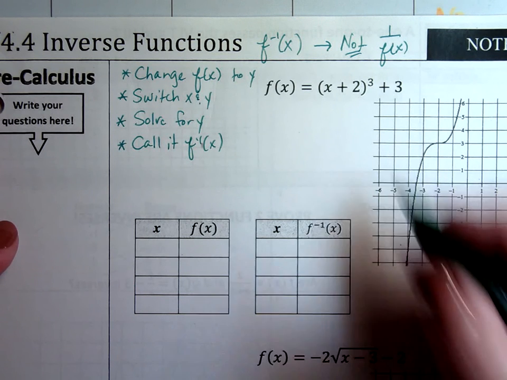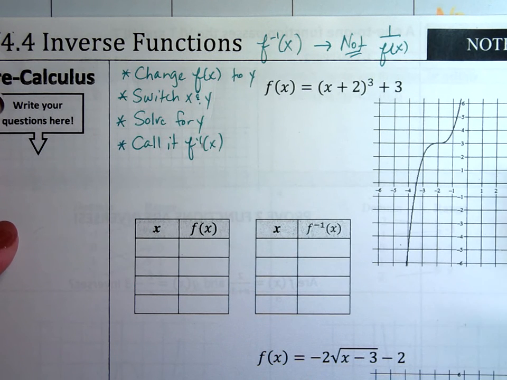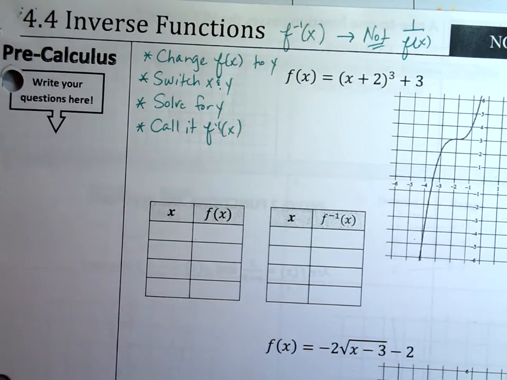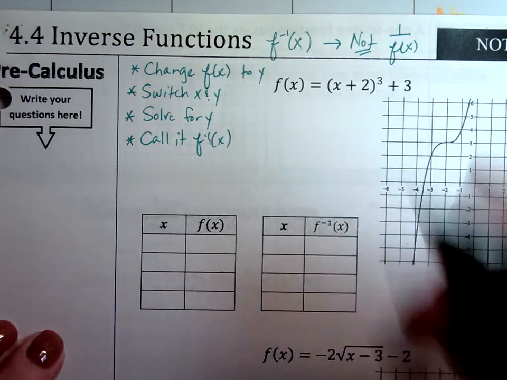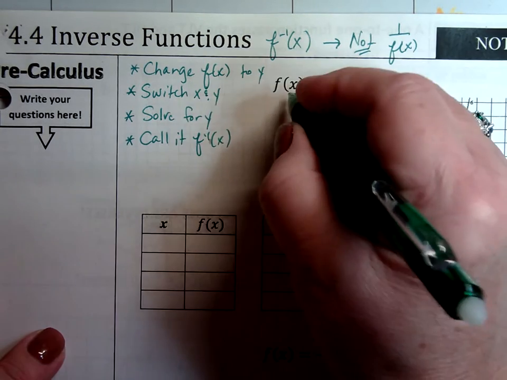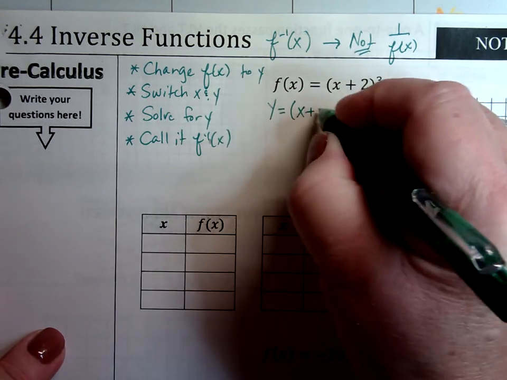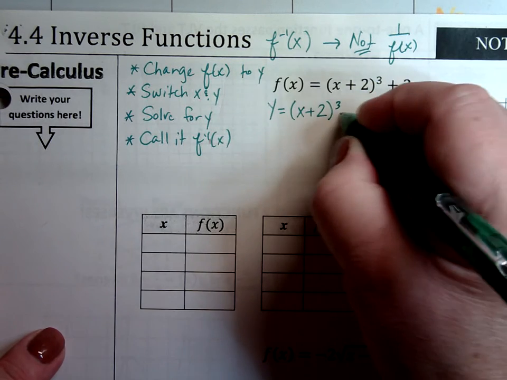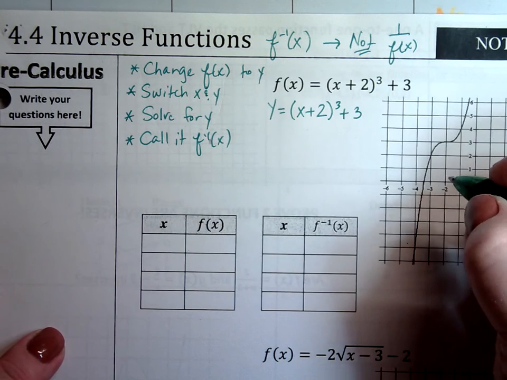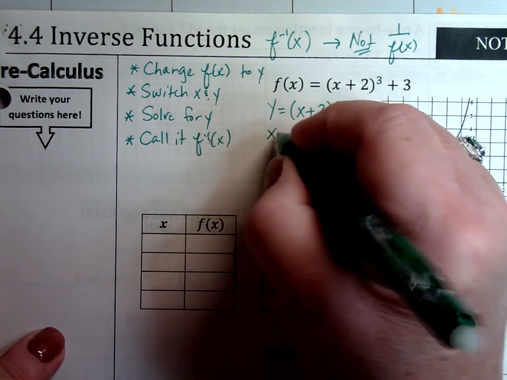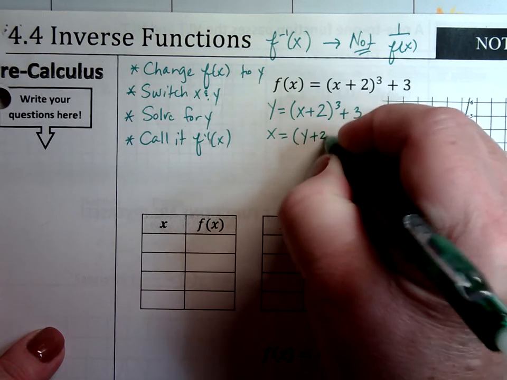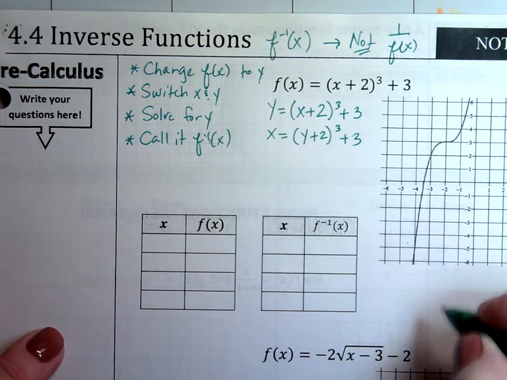So if I do that to this particular one, you can see this one's a lot more difficult than the linear one or the x squared one that I showed you. This one is now a cube. I change the f of x to a y: y equals (x plus 2) cubed plus 3. Switch the x and y. This becomes x equals (y plus 2) cubed plus 3.